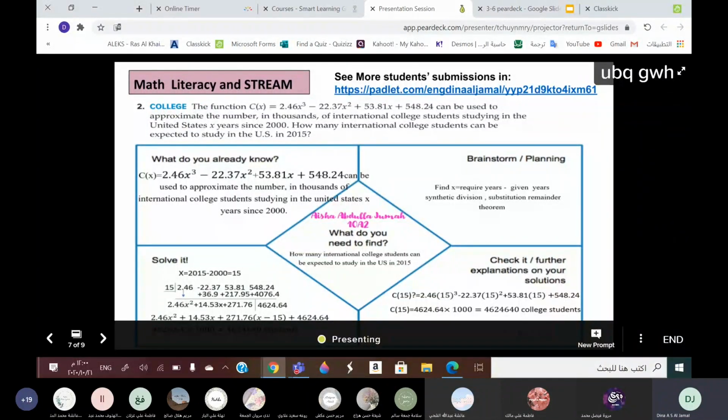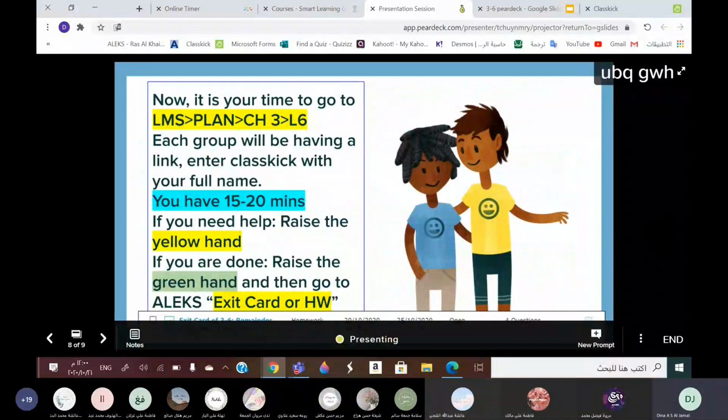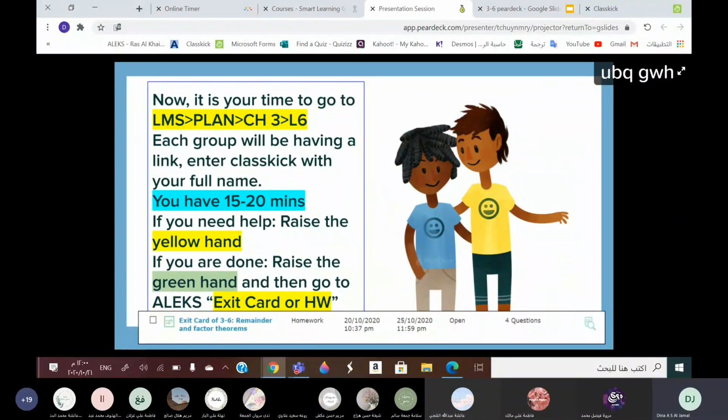Now let's go to your task of today. Now it's your time to go to LMS, Plan, Chapter 3, Lesson 6. Each group will be having a link. Enter your classkick with your full name. You only have from 15 to 20 minutes only. If you need any help, then raise your yellow hand, and you know this. Whether me or the leader can help you, or any group or any student in the group itself.